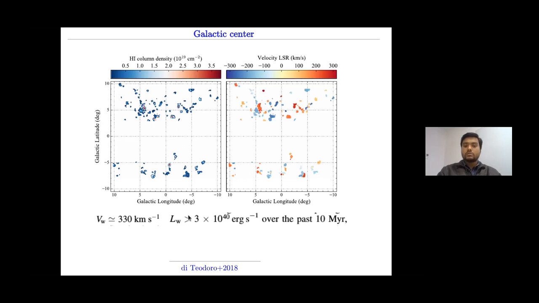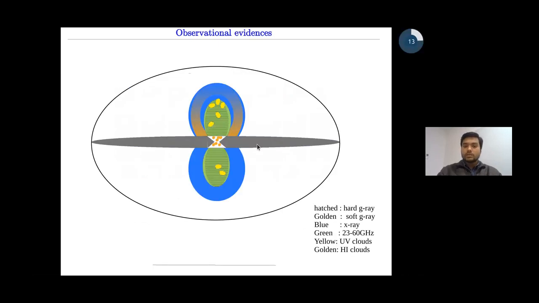So the mechanical luminosity for these clouds, which is simply the kinetic energy, is about 3 times 10 to the 40 ergs per second. It has to be more than that. And the kinetic timescale is that these clouds have been traveling for about the past 10 million years roughly. So I'm going to put this H1 hole in the galactic center and the small scale clouds, which are also found in H1 emission.